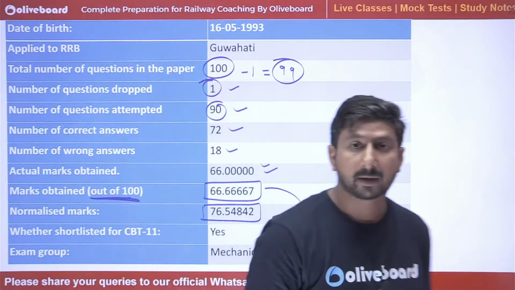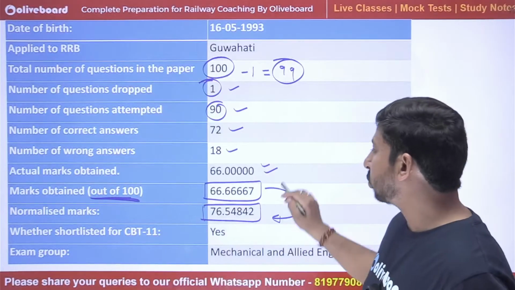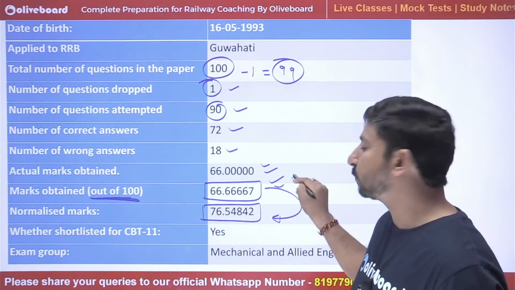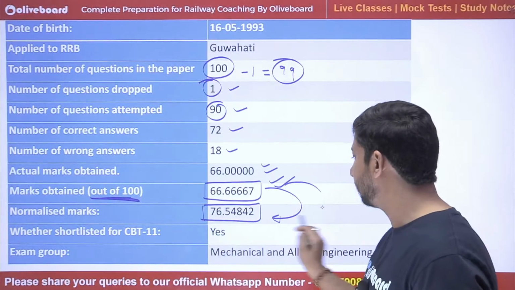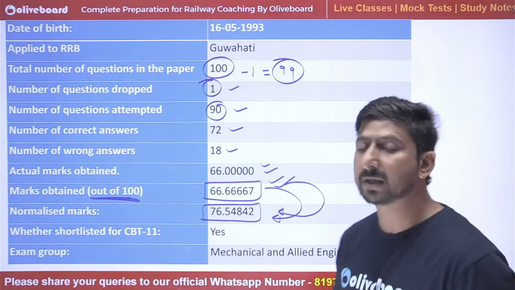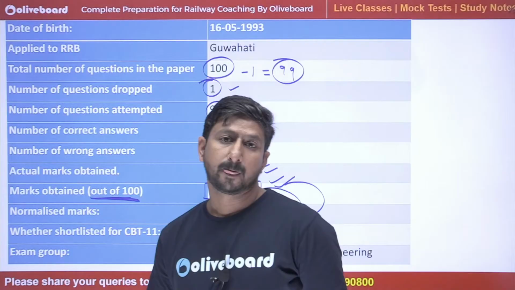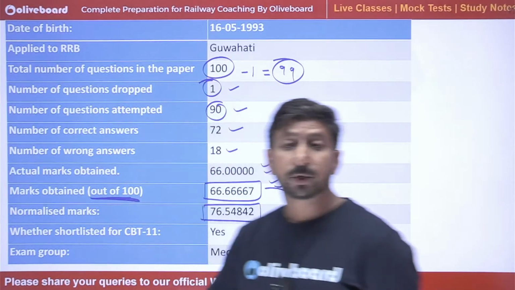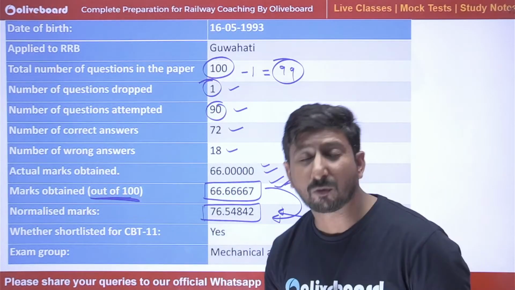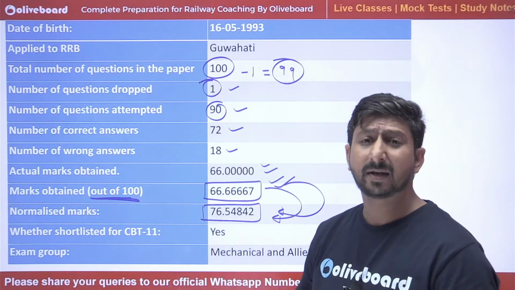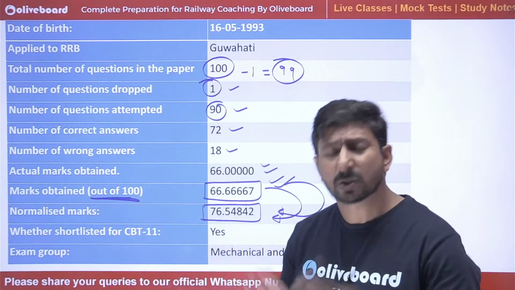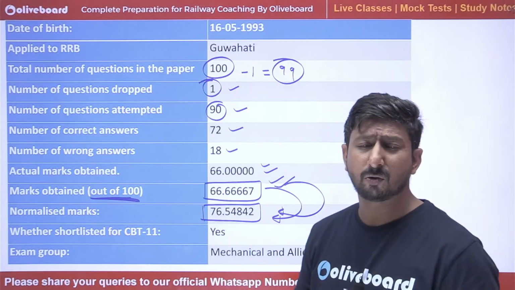76.54842. Getting or not? So actually the marks obtained by the student is 66.66, but after the normalization, the student got 76.54 marks. Getting or not? So this is how the marks is calculated, and this is why these marks are normalized, sir. Why are these marks normalized?